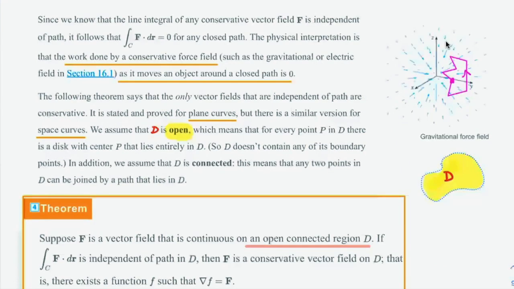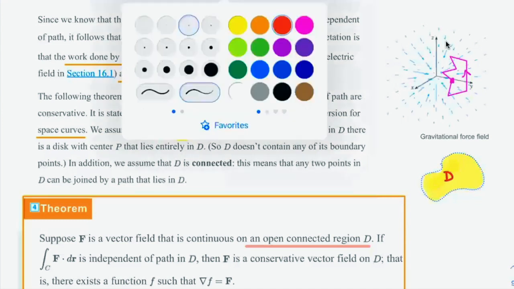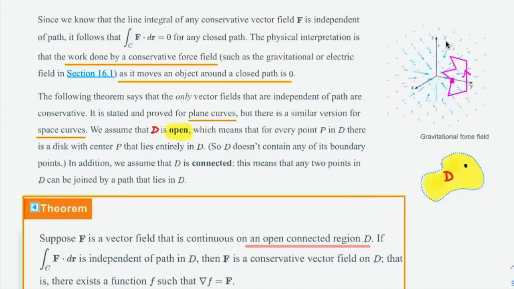Next, let's talk about another concept here, which is an open set. So here is an example of an open set D in R2. Notice that D here doesn't contain any boundary point of the set. So for every point inside this D, let's just say I'm going to pick this point over here, then you can always draw a disk with center at this point, and this disk is going to be entirely inside this D.